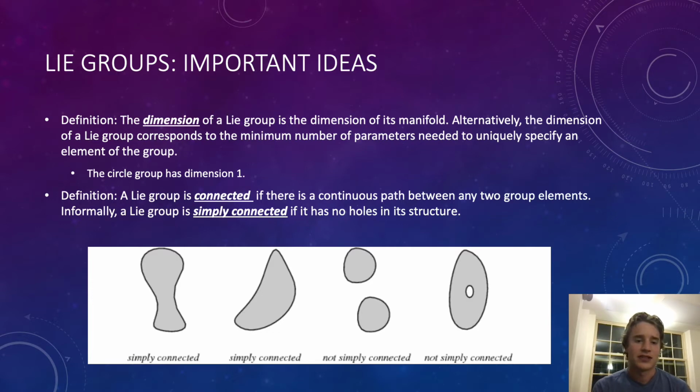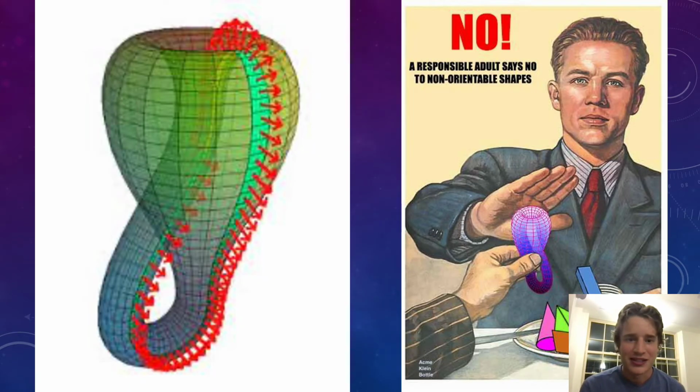And then a Lie group is connected if there's a continuous path between any two group elements, and it is simply connected if it has no holes in its structure. So this photo shows that the first two are both simply connected. The third picture is not connected at all. And then the fourth one is connected, but not simply connected. So this is just a fun example of a manifold called a Klein bottle. And it's a non-orientable shape because if you try to draw an arrow going outwards, you'll see that it will be on the opposite side of the surface. And it does not form a Lie group, but it just is a fun manifold.